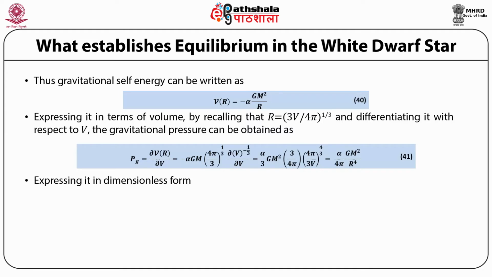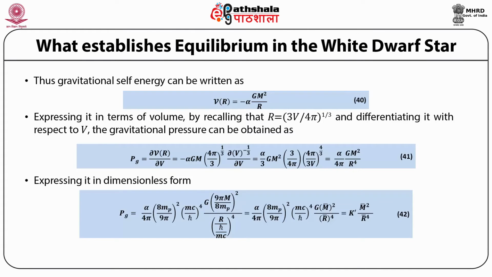Expressing it in dimensionless form, P_g is equal to α/4π (8 m_p/9π)² into (mc/ħ)⁴ multiplied by gravitational constant into (9π M/8 m_p)² divided by (R/(ħ/mc))⁴, which is equal to α/4π multiplied by (8 m_p/9π)² into (mc/ħ)⁴ multiplied by gravitational constant into M bar squared divided by R bar raised to power 4, is equal to k dash into M bar squared upon R bar raised to power 4, where k dash is equal to α times gravitational constant upon 4π multiplied by (8 m_p/9π)² into (mc/ħ)⁴.